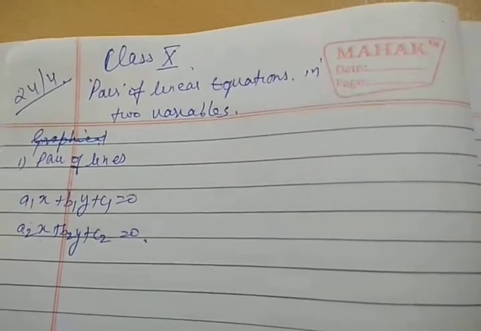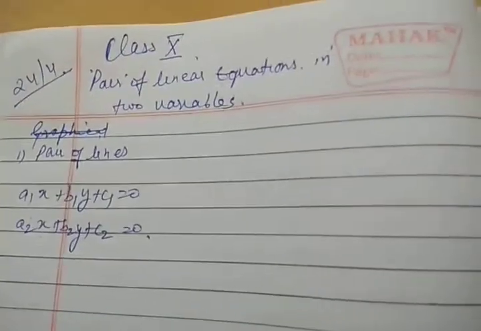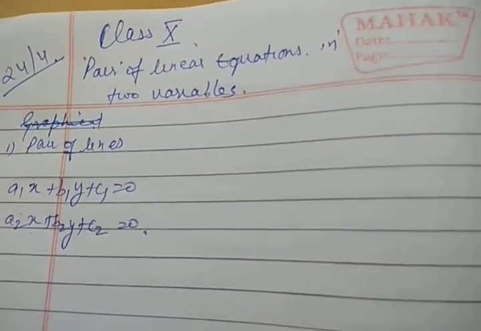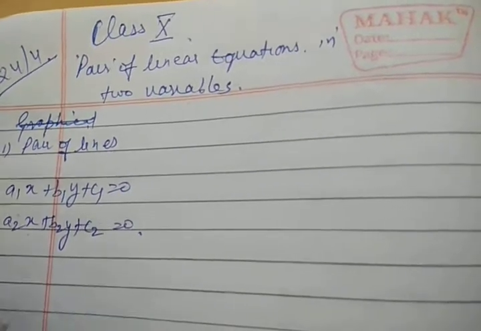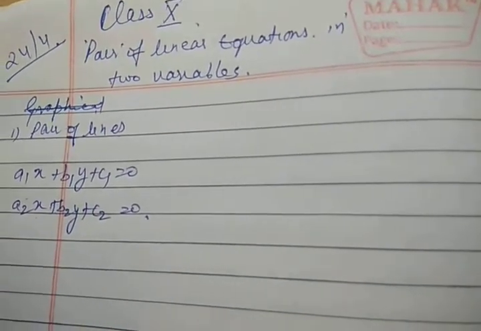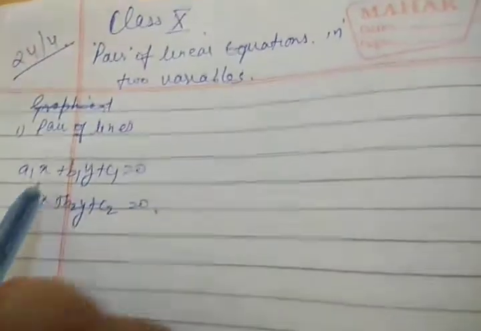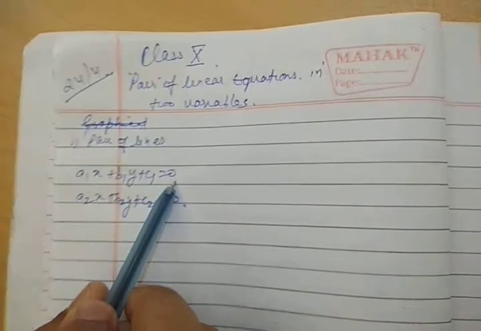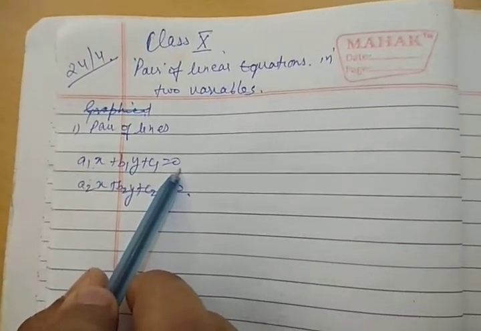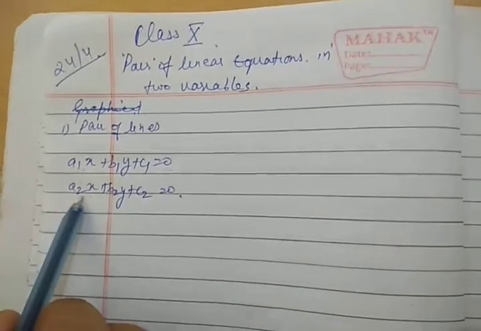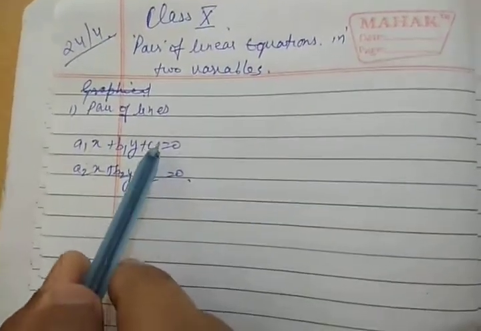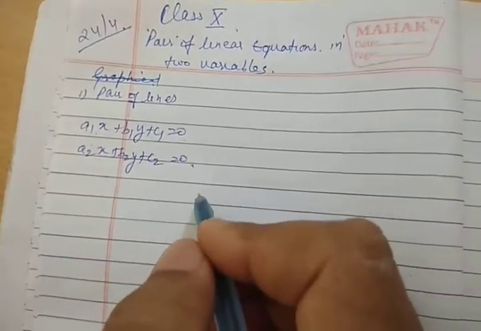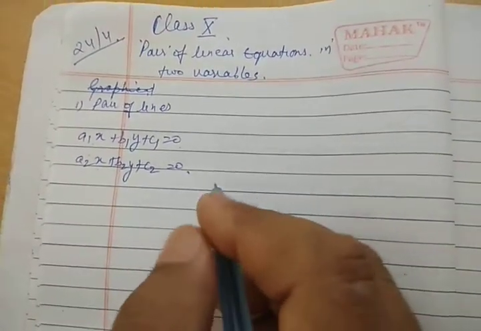Hello everybody. Today we'll continue our discussion after completing exercise 3.1. Again we must revise some of the common things. Let us assume that a1x plus b1y plus c1 equal to 0 is a linear equation in two variables, and the second equation is a2x plus b2y plus c2 equal to 0. These two equations represent two different lines, and there are conditions for the lines.